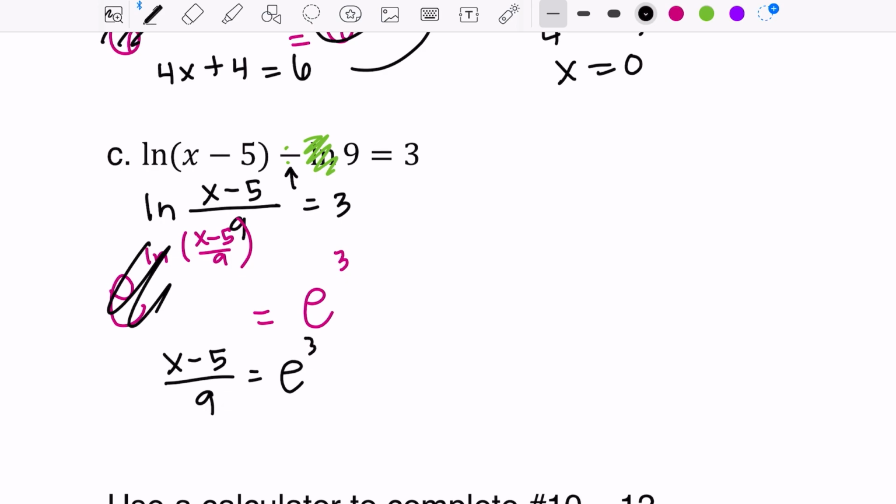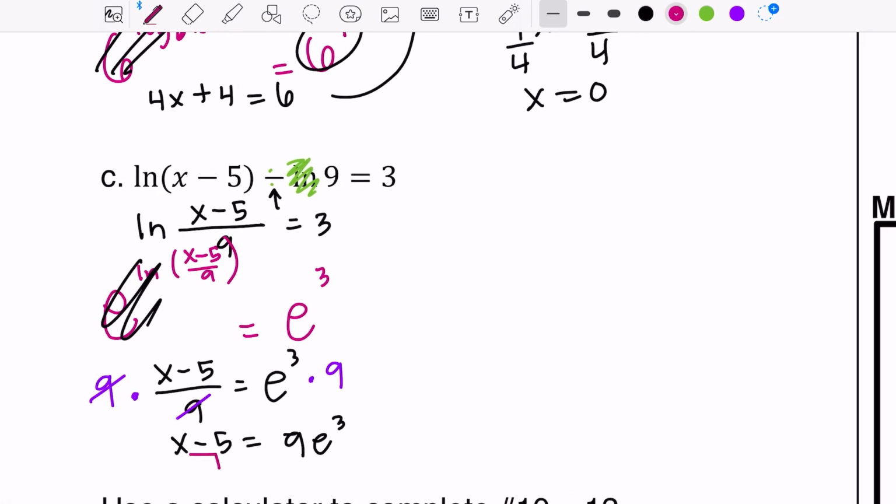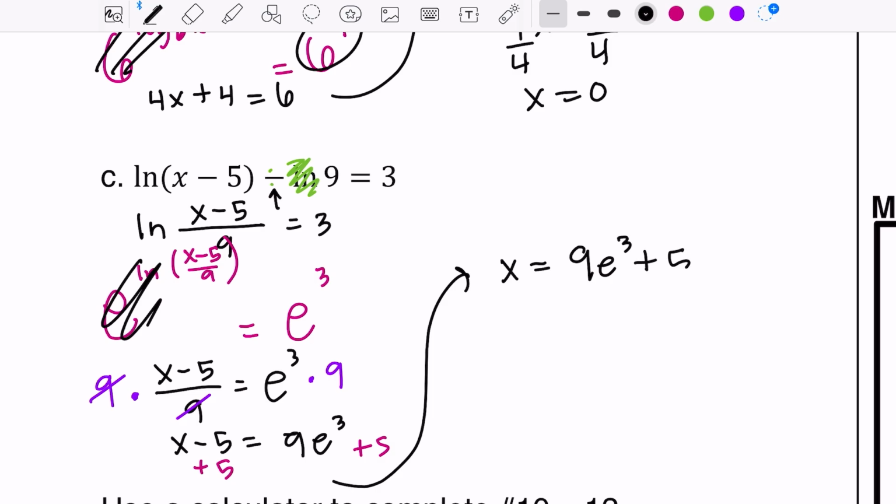This is on the non-calculator portion, so I can't type in e to the third in my calculator. So all I'm going to do is get the exact solution. So I get x minus 5 equals 9 e to the third, because I just put that 9 in the front. And then I'm going to put that 5 at the end, and I get x equals 9 e to the third plus 5.